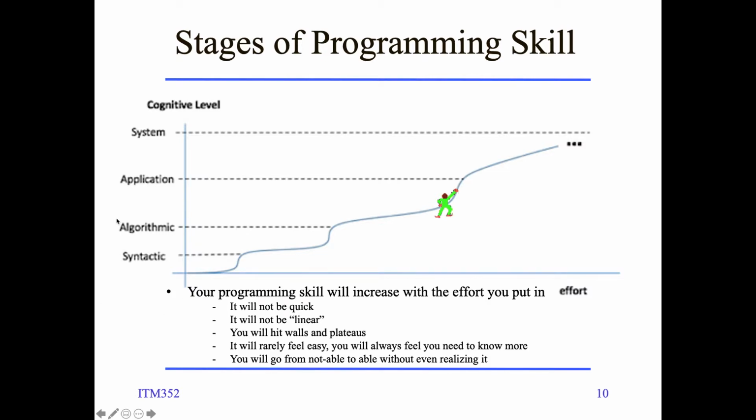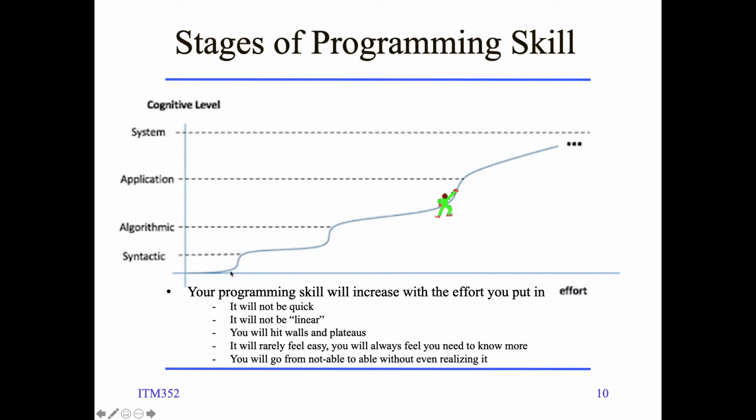Once you figure out the algorithmic kind of thinking, then you move on to the application side, which is you have to put a bunch of different algorithms together to provide a coherent or cohesive set of functionalities. And that's pretty much where we're going to end in 352. We're going to climb these mountains. Each one of these will take quite a bit of effort to get to.